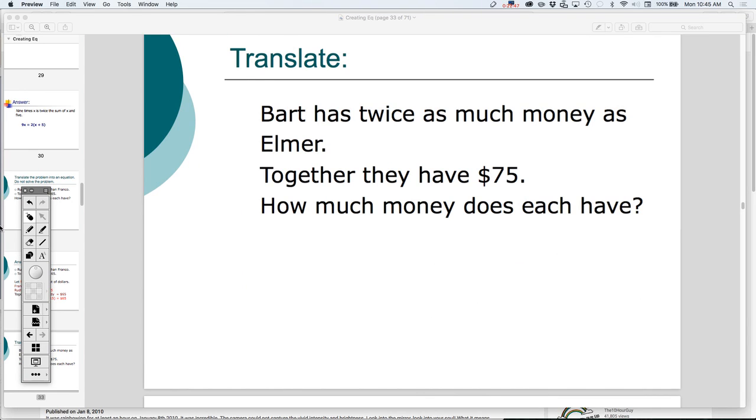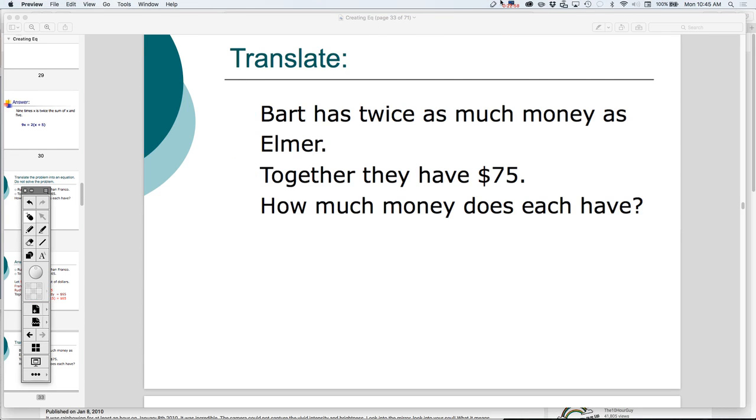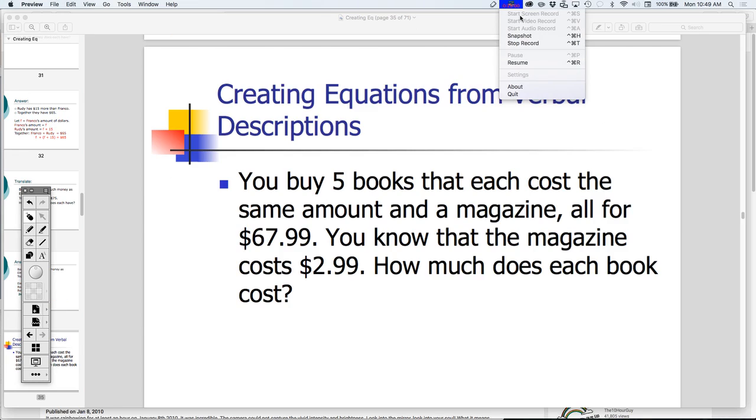Okay, so you buy 5 books that each cost the same amount and a magazine, all for $67.99. You know that the magazine costs $2.99. How much does each book cost? Okay, take a second and try to translate these.